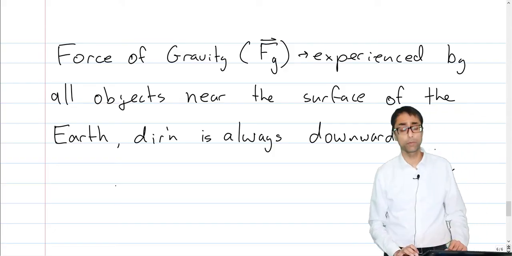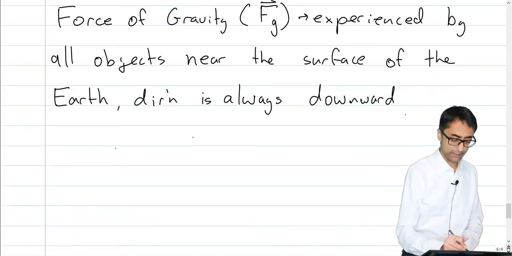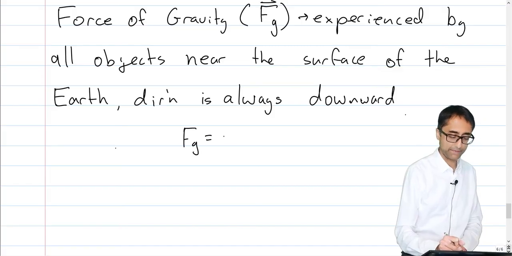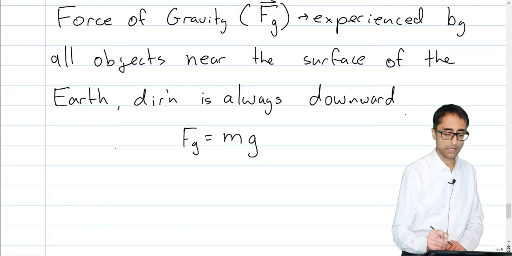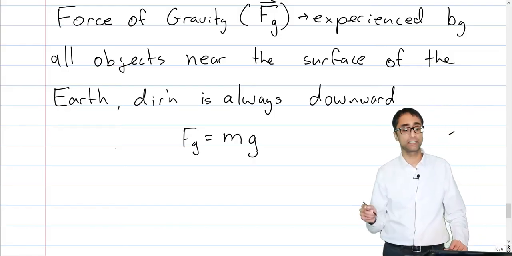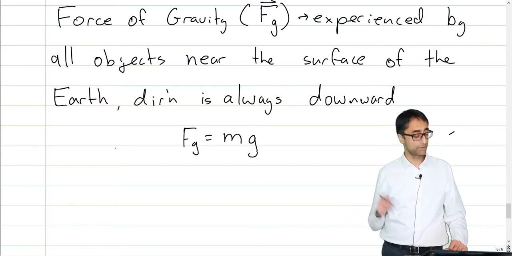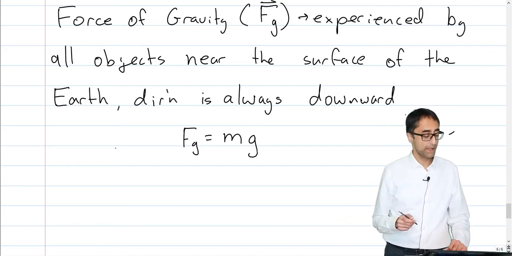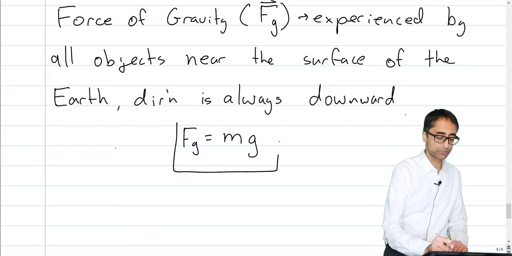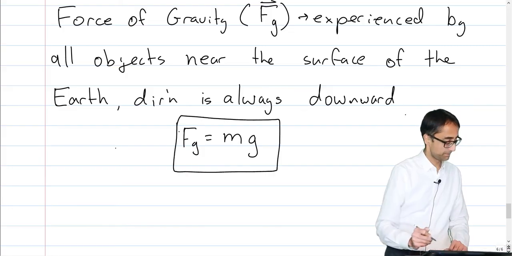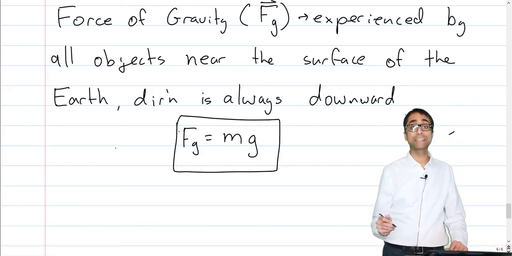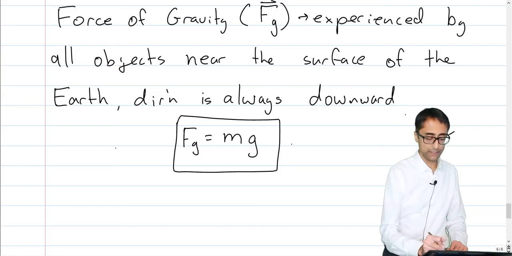And so we actually have a formula for the force of gravity. Unlike some other forces, this one has a very exact value. Mass times gravity, mg, where that g is an acceleration. It's the acceleration due to gravity that you're very familiar with already, and that is 9.80 meters per second squared. And so this is the magnitude of the force of gravity. And this is also known as weight.